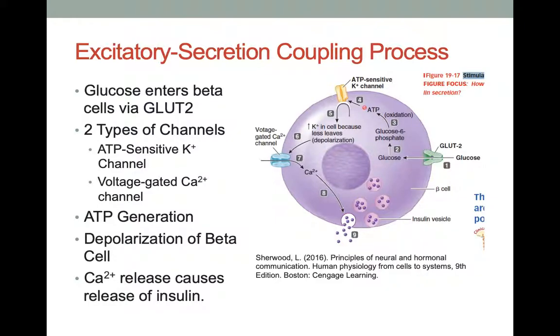insulin. And then the autonomic nervous system can both parasympathetically and sympathetically trigger release of insulin. Again, this is more in response to fight or flight, stress, or exercise than it is to diet or blood glucose levels.